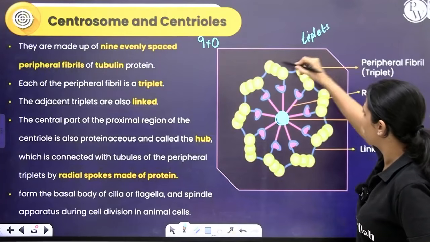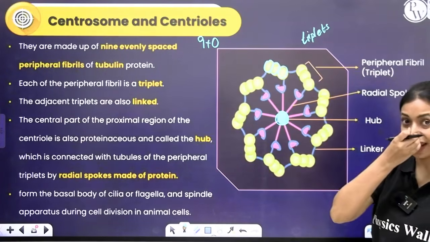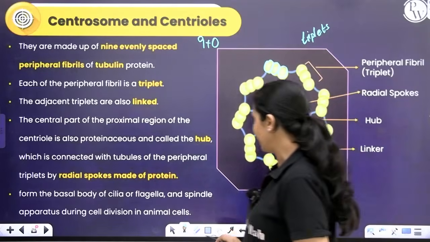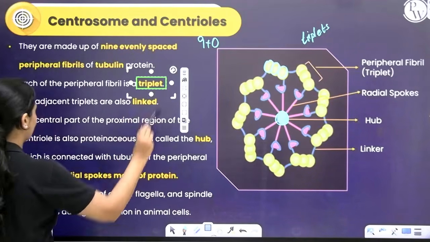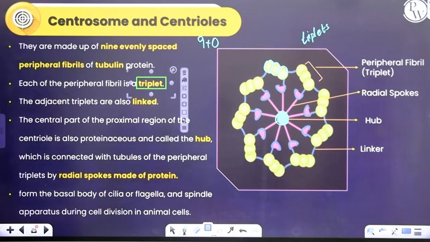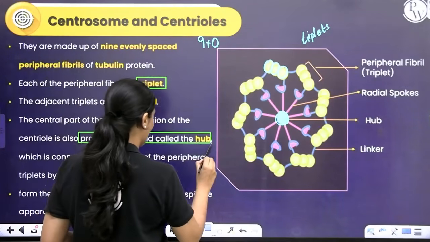That means 3 microtubules present together as one unit. So you call it triplets. Peripherally there are 9 triplets. Centrally you have a proteinaceous structure called the hub.